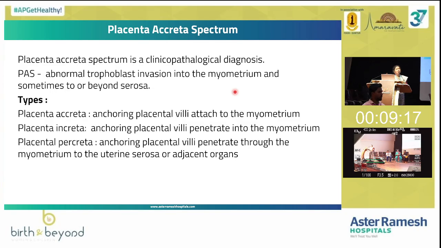Placenta accreta is not a clinical diagnosis, it is a clinico-pathological diagnosis. We can confirm that we had an accreta only after pathology examination of the placenta. Placenta accreta spectrum is an abnormal trophoblast invasion into the myometrium and sometimes beyond the serosa. So we have types like accreta, increta and percreta, depending on the depth of invasion.